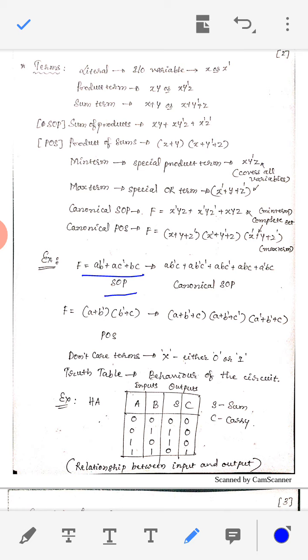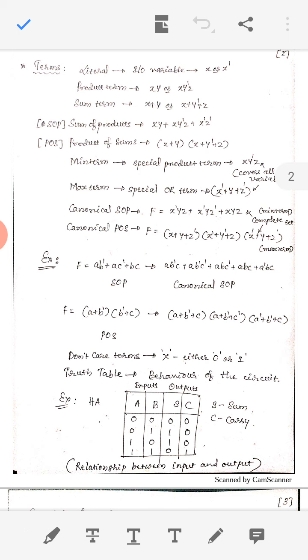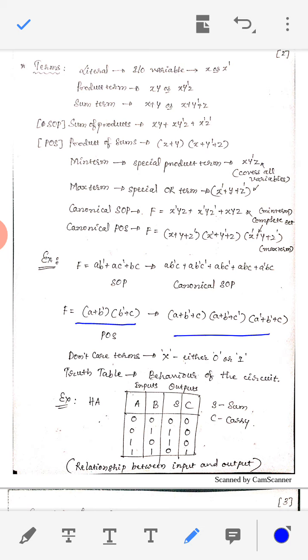This is SOP: A bar B plus A C bar plus B C. By seeing this one, we know that there are three variables in total: A, B, C. But in SOP, each term doesn't have all the variables. If you take the canonical form, A bar B C plus A B bar C bar plus A bar A B C bar, it has all the variables. Similarly for the POS we can see. So this is the difference between SOP and canonical SOP.